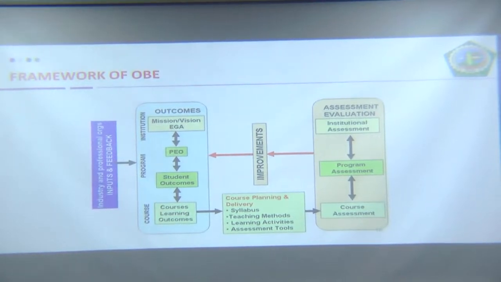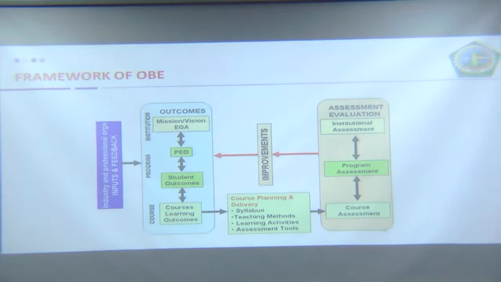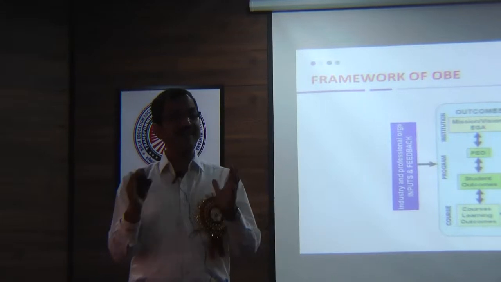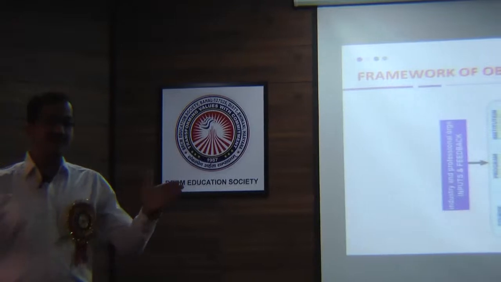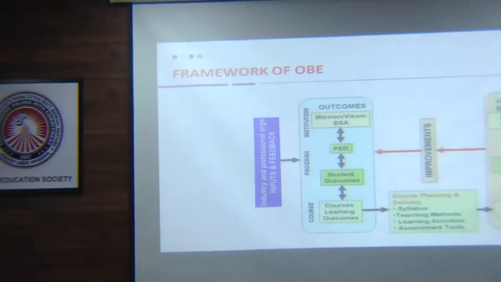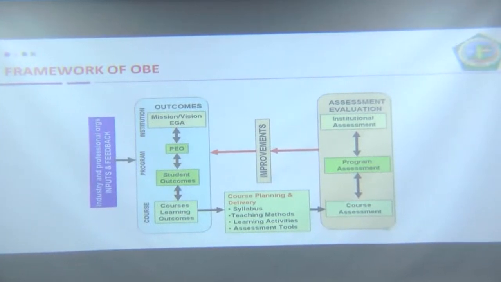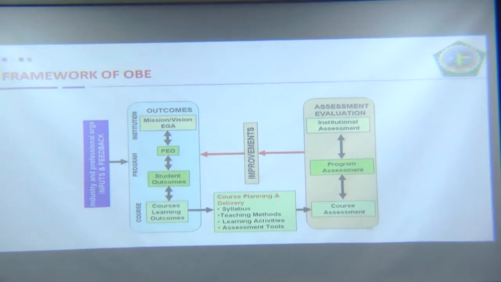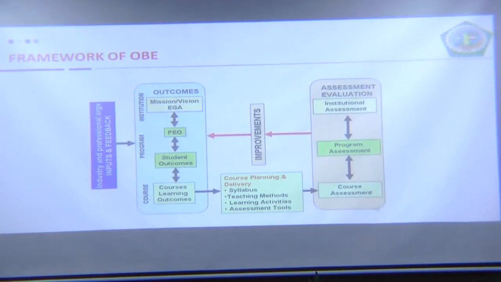Sir, nowadays 360 feedback is required. So at what level is it required? At course outcome level or PO level or PEO level? All things are related. In fact, the feedbacks are at different levels. Like in the OBE, individual teacher will be getting feedback from the students who have studied his or her course. That will be the feedback at the course level.